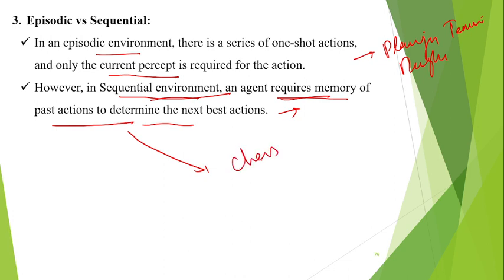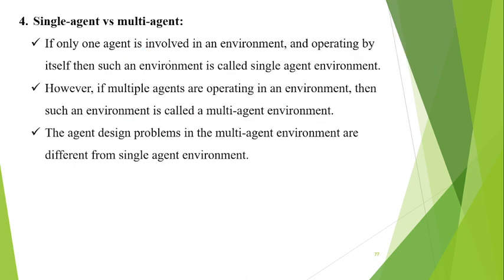If you play chess, we need to have a past history, a memory, so that we can proceed to the next step. Whereas in episodic, we just have to take one shot of an action based on the situation that comes up. This is episodic and sequential. The next one is single agent and multiple agent. If one agent is involved in an environment and operates by itself, then such an environment is called single agent. However, if multiple agents operate in an environment, then it is called multi-agent.